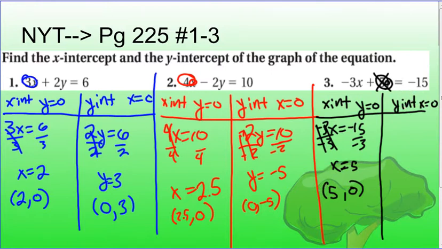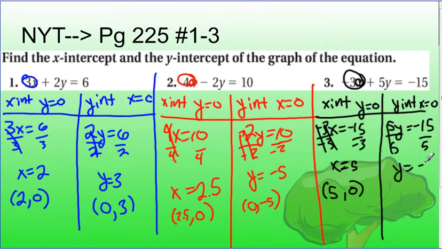On the other side, when I plug in 0 for x, that piece is 0. Negative 3 times 0 is 0. I get 5y equals negative 15. Divide by 5, cancels out. y equals negative 15 divided by 5, which is negative 3. So I get the point where the x-coordinate is 0 and the y-coordinate is negative 3.